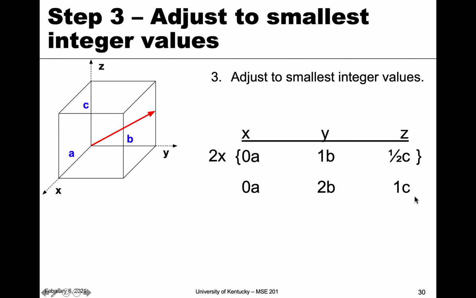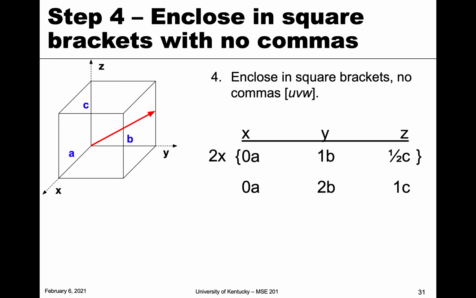The reason we can do this type of manipulation is that all we want to describe is the direction. The length of that direction doesn't really matter, because this direction keeps going in space, but we're only describing it in a unit cell. So to get integers, we sometimes have to multiply or divide. And the last part here is to enclose in square brackets with no commas. So we take our 0, 2, and 1, and we write it in here. And that gives us [021] with square brackets around it.